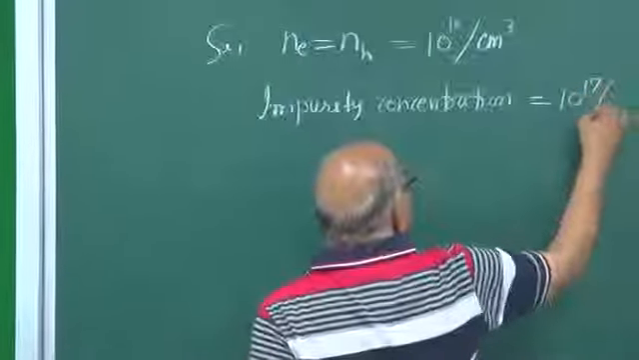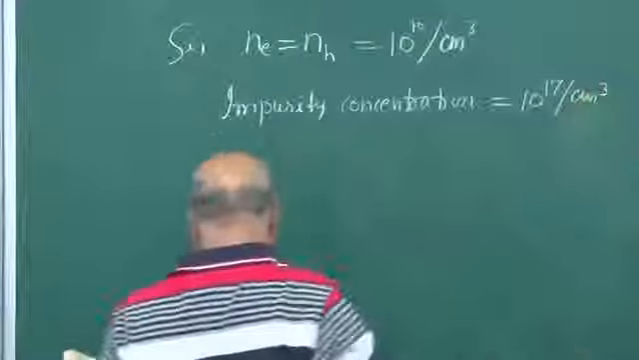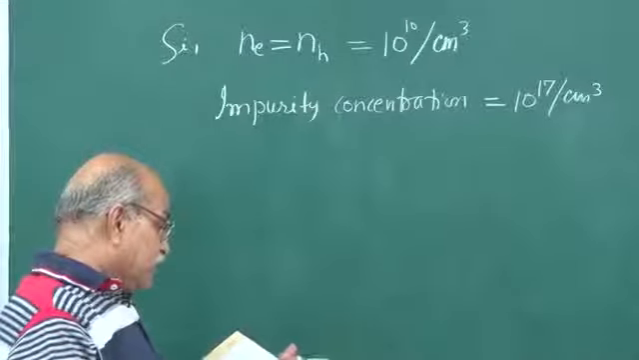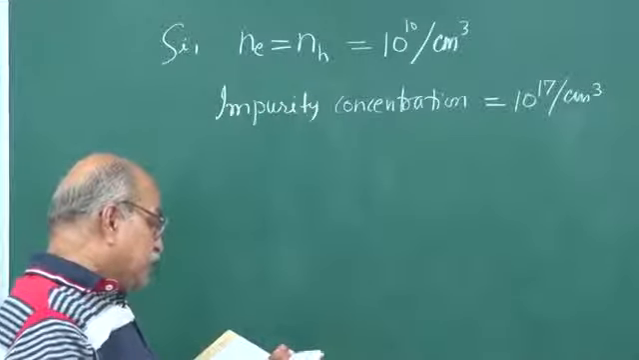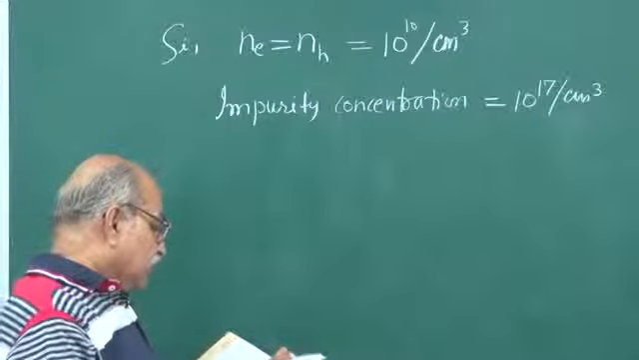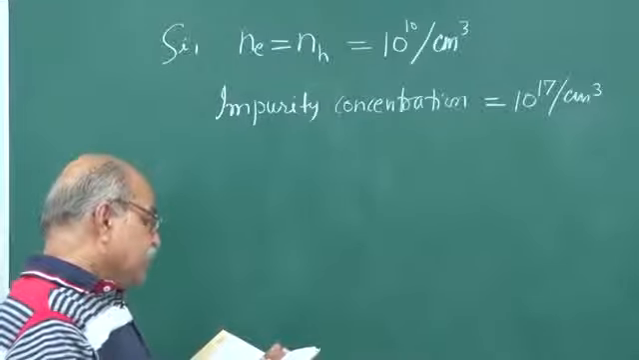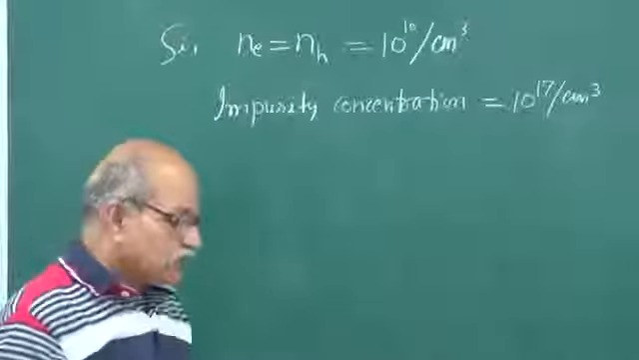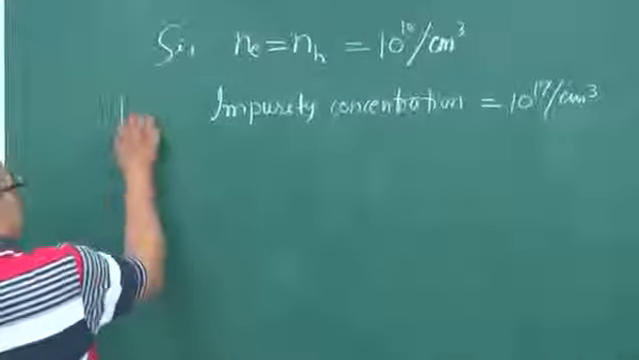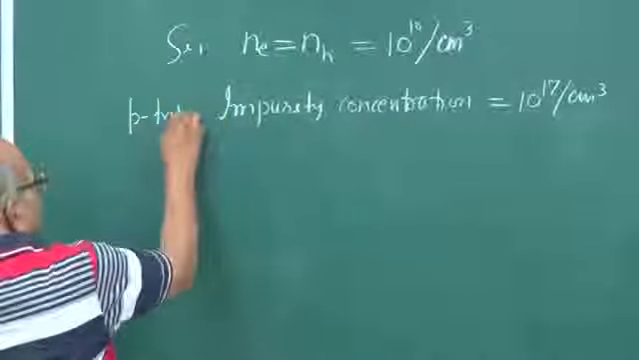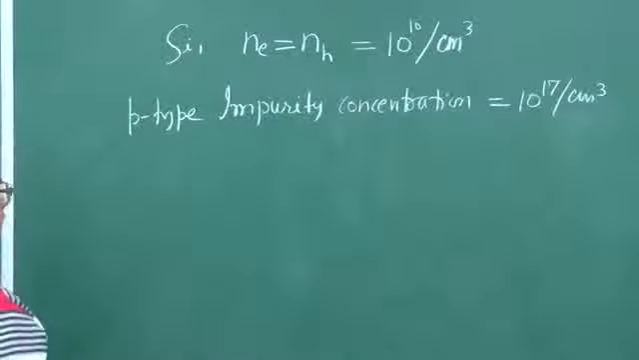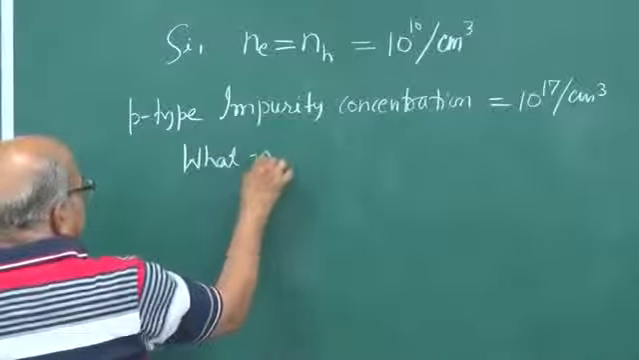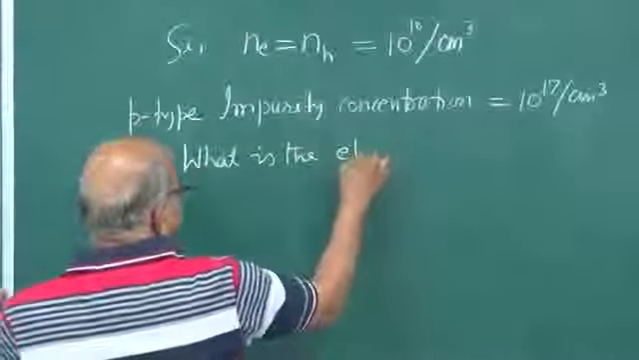Power 17 per centimeter cube. Okay, p-type. This is p-type. A p-type semiconductor is made by this dopant, with the dopant concentration given, and the question is what will be the electron concentration. So this is the p-type or acceptor impurity which we are doping, and the question is what is the electron concentration.